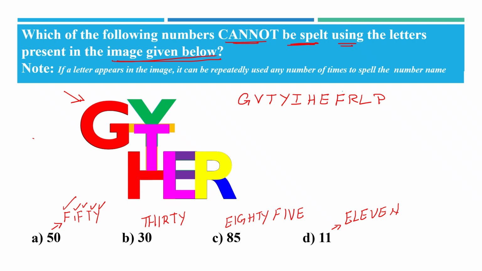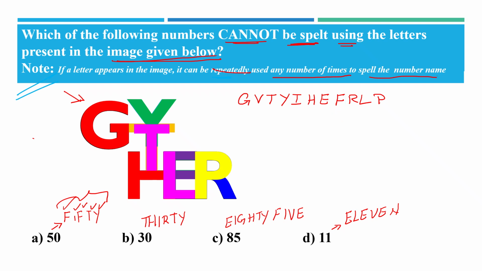We have F and I, T and Y. Great. And as a note, the letters can be repeated any number of times to spell the number. So as we have F, we can make use of the same F twice to name 50. Great. And let's check the next number, 30.